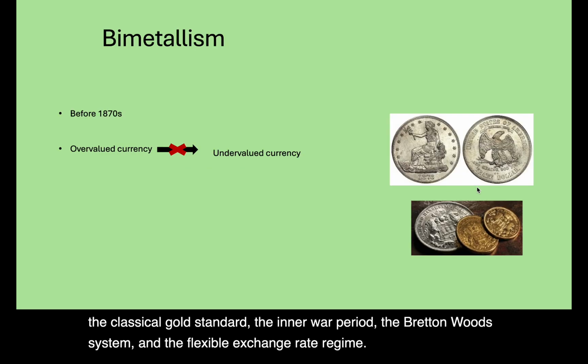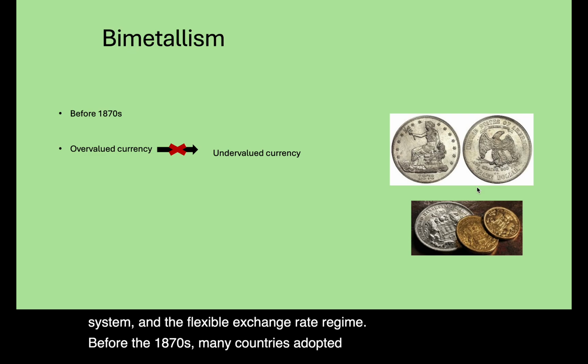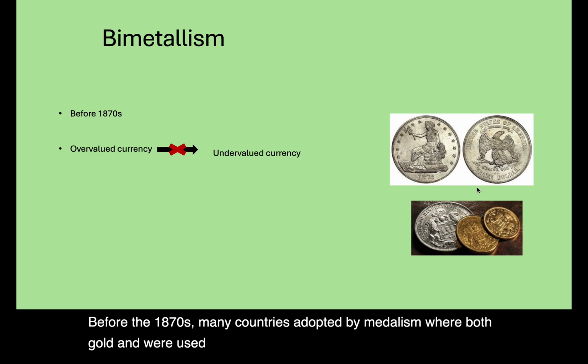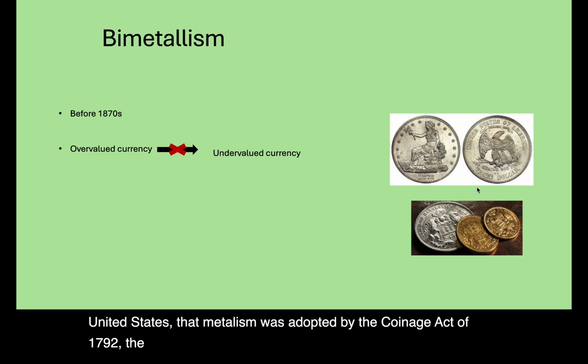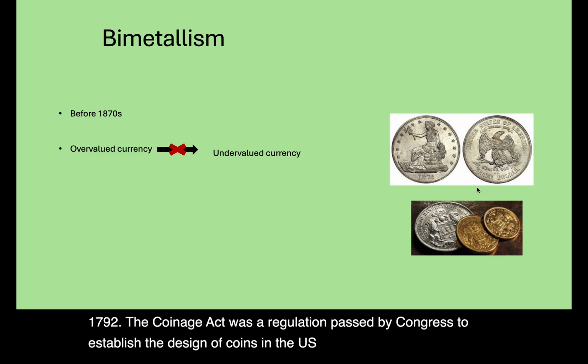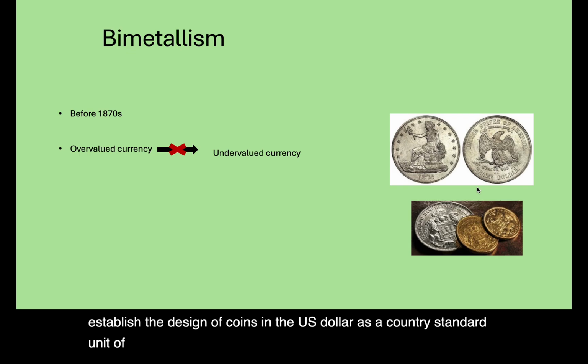Before the 1870s, many countries adopted bimetallism, where both gold and silver were used as an international method of payment. In the United States, bimetallism was adopted by the Coinage Act of 1792. The Coinage Act was a regulation passed by Congress to establish the design of coins in the U.S. dollar as the country's standard unit of currency. This enabled the exchange of paper money for its value in silver or gold.